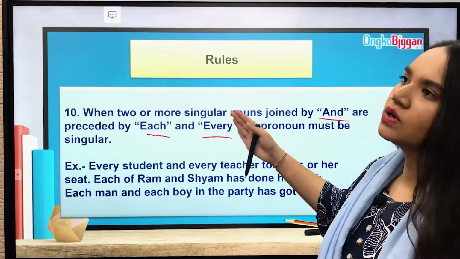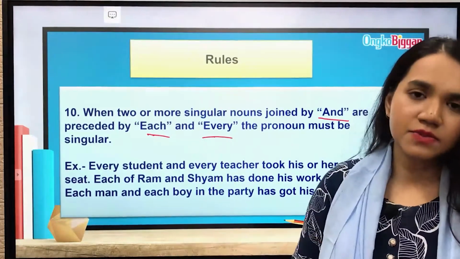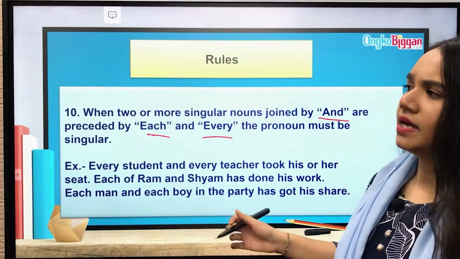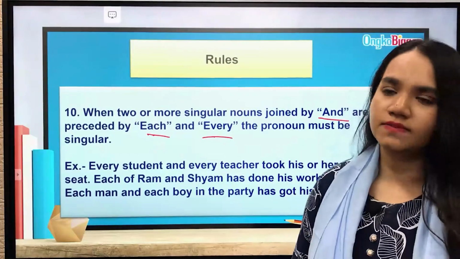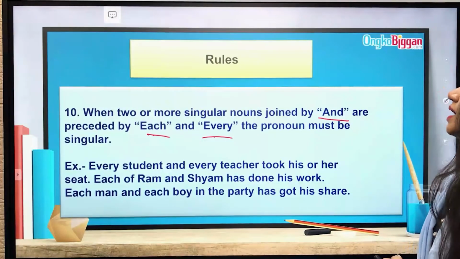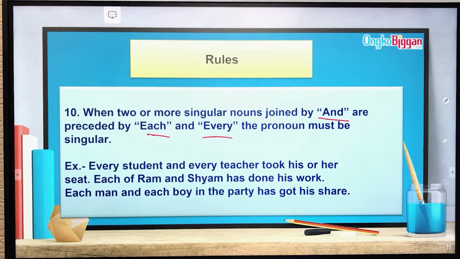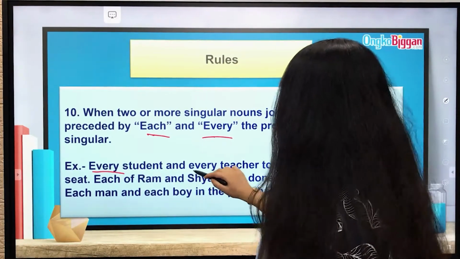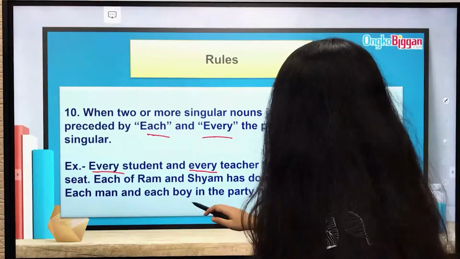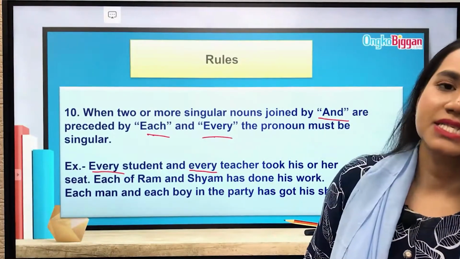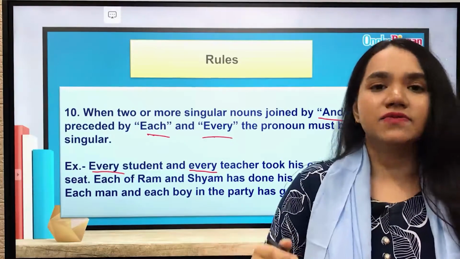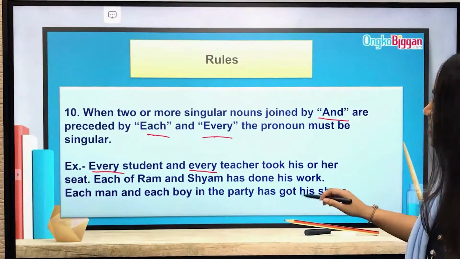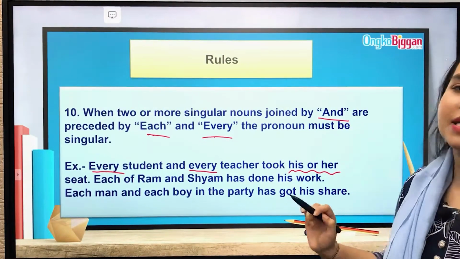But if there were no each or every, and if there were subjects using the word and in between, in that case I will be saying that they will need a plural verb. Like in this case, every student and every teacher took his or her seat. So in this case, I have used every here and also I have used every here. So because I am saying every student and every teacher, this means that every person individually has taken their seat. So individually, whenever I mean it in that way, I will say his or her. I will not say their.